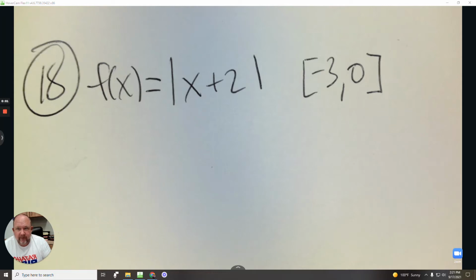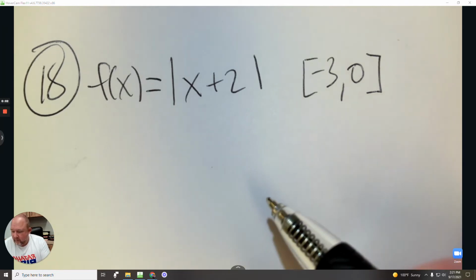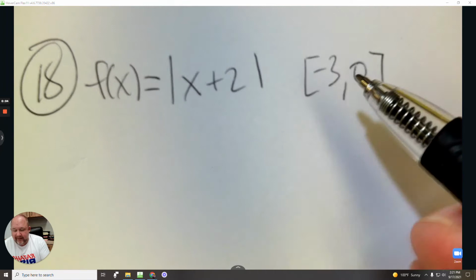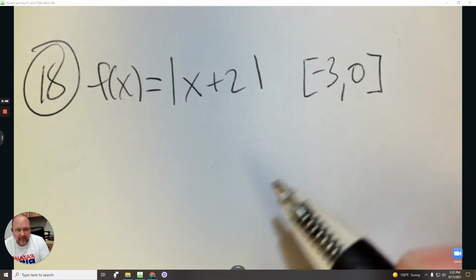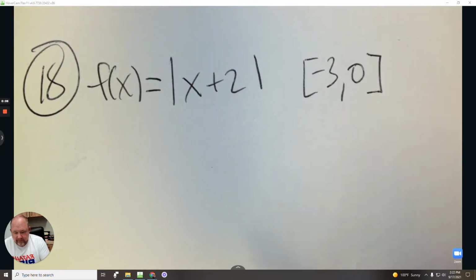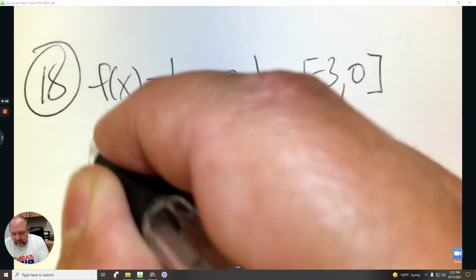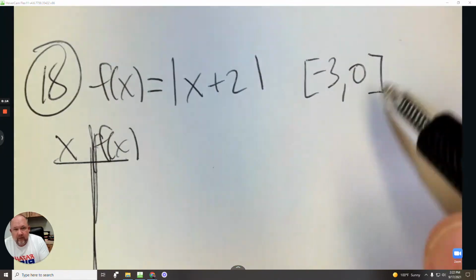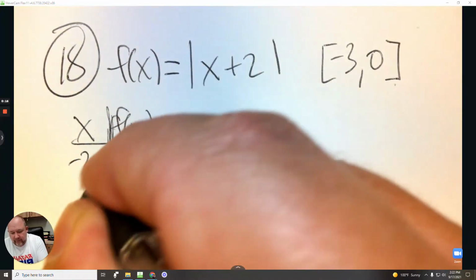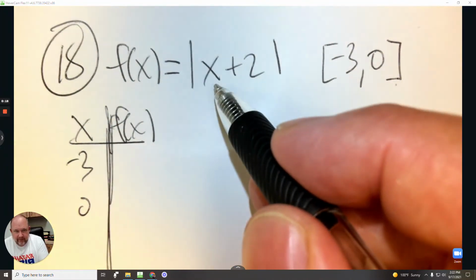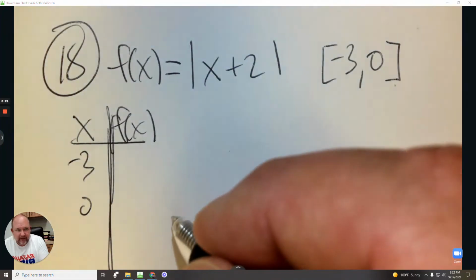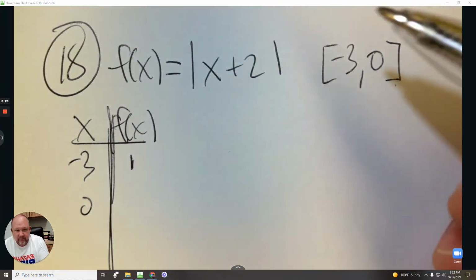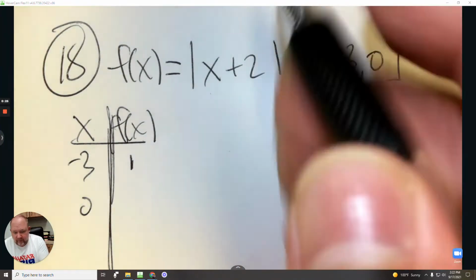All right, question number 18. The question asks, without using a calculator, find the absolute maximum and absolute minimum of this. So to start with, we're going to do a table of values. We're going to start with the endpoint values, which are -3 and 0, and then plug them in. -3 plus 2 is -1, but the absolute value is +1. Plug in 0, the answer is 2.